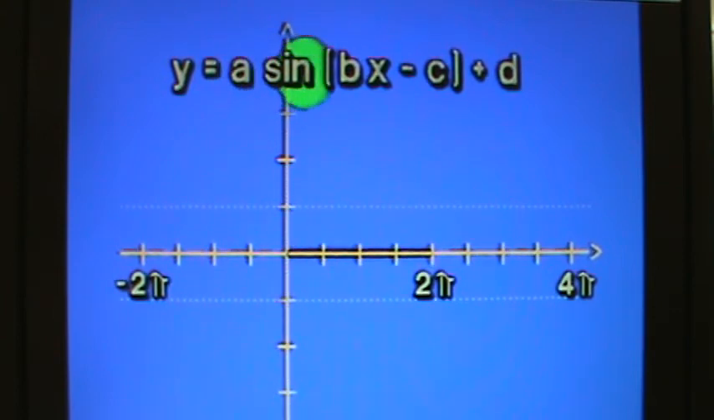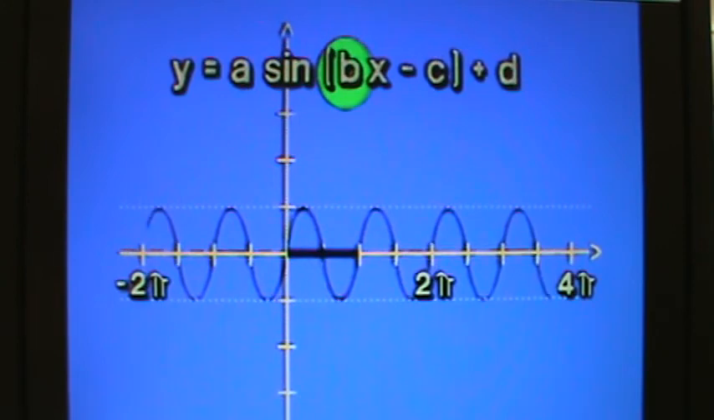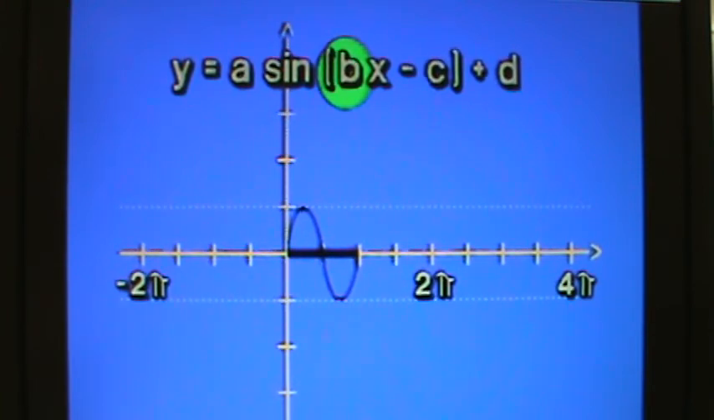Now, the B value is identifying a change in our period. Now, the typical period is 0 to 2 pi. But if the B value is larger than 1, it turns out that we'll have a compression of the graph. The graph might look something like this, just be a little more curvy. And of course, we're showing that it can be extended in either direction to accommodate a given domain. All right, here's the 0 to 2 pi typical period. If the B value is less than 1, then that period could be extended like this.